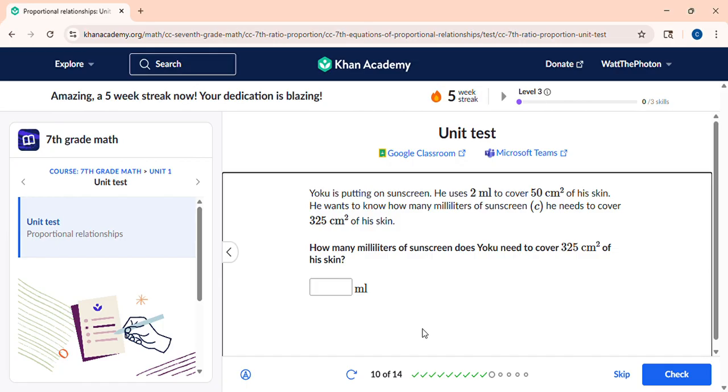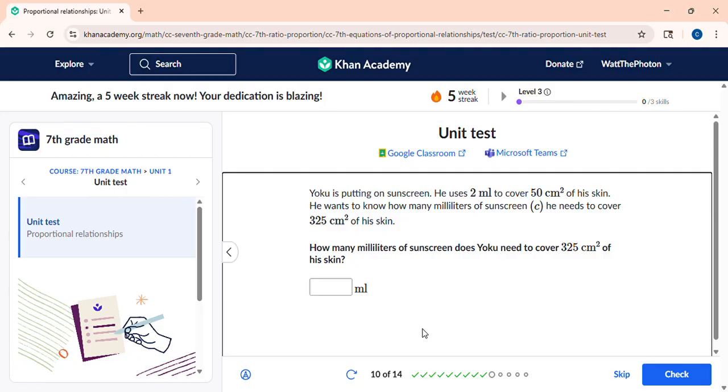Yoku is putting on sunscreen. He uses 2 milliliters to cover every 50 square centimeters of his skin. He wants to know how many milliliters of sunscreen he needs to cover 325 square centimeters of his skin.